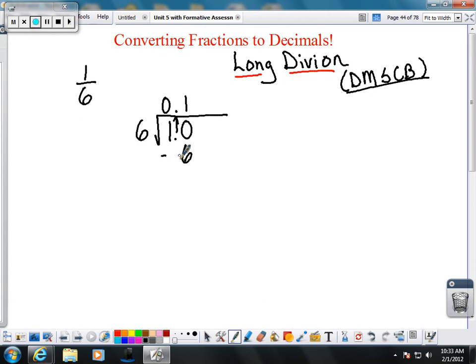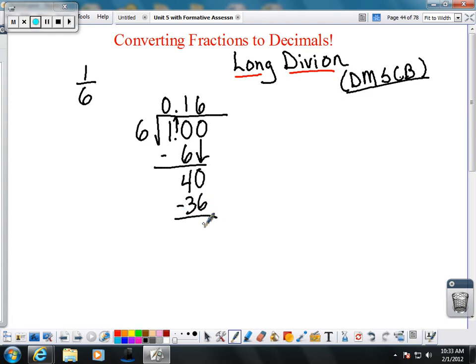And again, just so you know, I'm using these numbers, or this acronym over here, does McDonald's sell cheeseburgers? As I subtract, I get a 4. Is 4 less than 6? There's my comparing. That's my C. And now I add a 0, bring it down. 6 goes into 40 6 times. And 6 times 6 is 36.